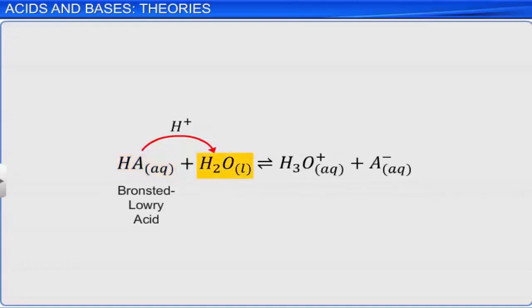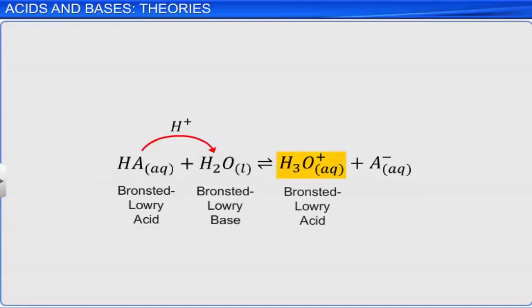Did you notice that water, which acts as a Bronsted-Lowry base, has turned into a Bronsted-Lowry acid after accepting the proton, and the species HA, which acts as a Bronsted-Lowry acid, has turned into a Bronsted-Lowry base after donating the proton? This is because a Bronsted-Lowry base, after accepting a proton, becomes a Bronsted-Lowry acid as it has a proton to donate, and a Bronsted-Lowry acid, after donating a proton, becomes a Bronsted-Lowry base as it now has room to accept a proton.